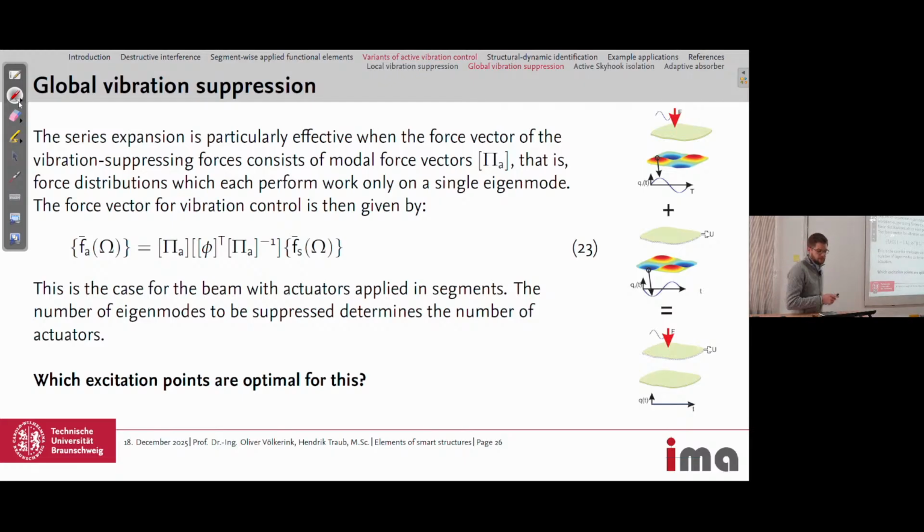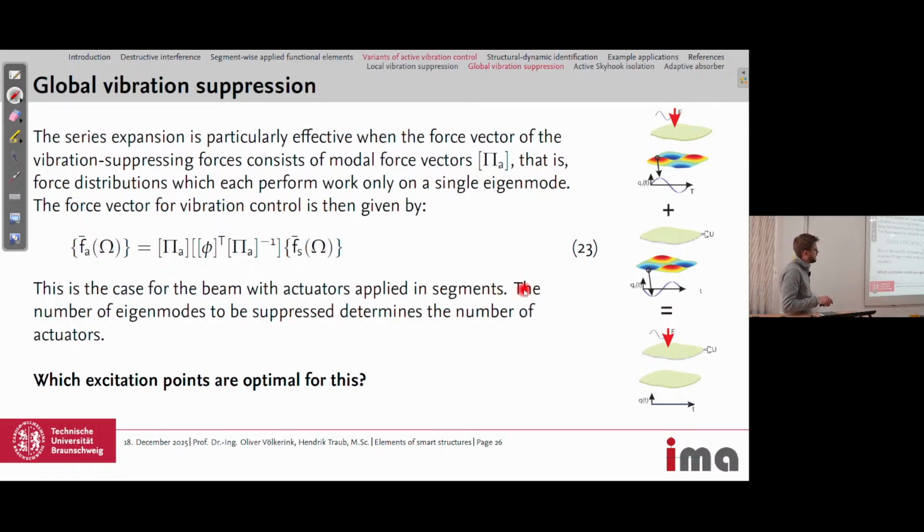And we can achieve these modal force vectors if we have actuators applied in segments, like we had a look at the comparison with one large actuator on the whole structure. With this, we can't control individual eigenmodes, but for our beam example, with two actuators on it, we could control specifically the first and the second eigenmode, and this would then be comparable to the modal force vectors.